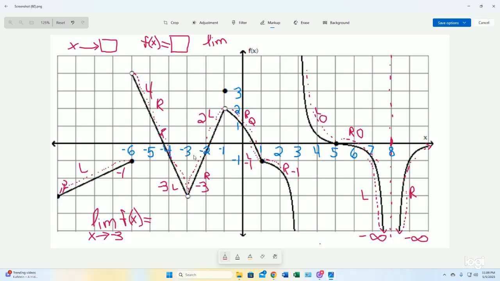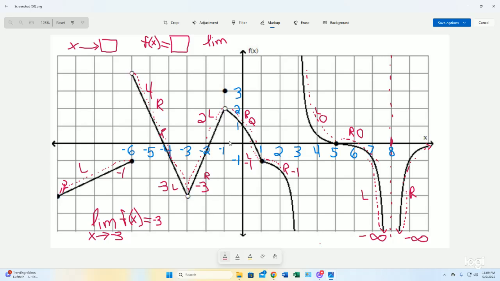Now, when it comes to a limit, like here, the left and the right must agree with one another. So the question is, at negative 3, which is right here, do the left and right agree? And exactly, they do. The outputs are both negative 3. So this answer would be negative 3, because they both agree.